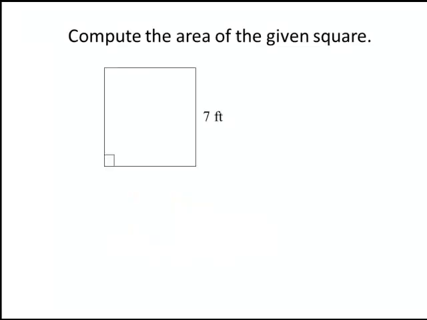Compute the area of the given square. Remember, area is space within a figure. And for squares and rectangles, the formula for area is area equals length times width. For a square, the length and width are both the same. So to calculate the area for this square, we multiply 7 times 7. The area of this square is 49 square feet.